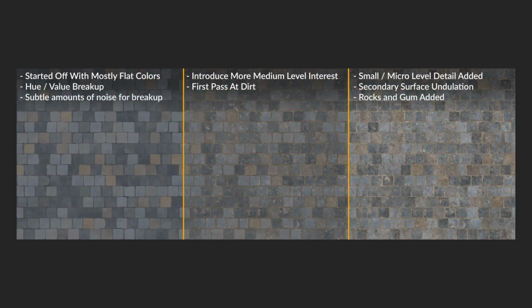Same thing with the color here. I start off with mostly flat colors, hue and value breakup, subtle amounts of noise. And then I do another pass, I add some dirt. And then the final pass is all the detail. So surface undulation and rocks and gum are added in there.